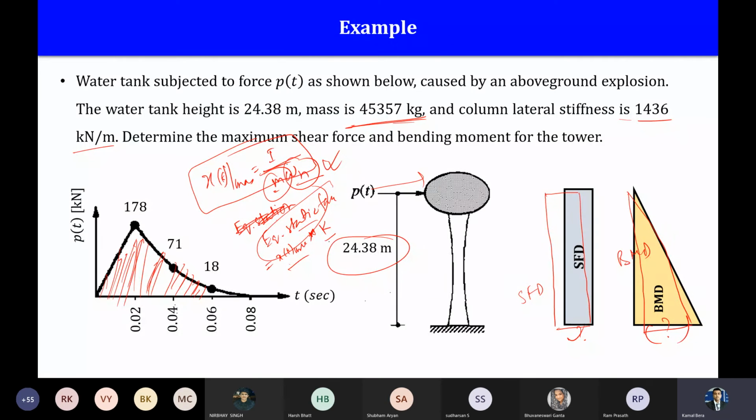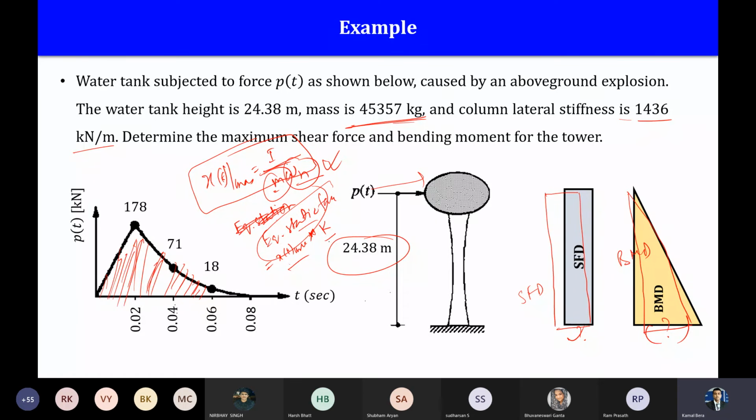Use trapezoidal. Simpson's one-third rule, you see if it is applicable, then you can apply. Anyway, you will find out I. Then I by omega n, x_t max, will give the maximum deformation. Then multiplied by the lateral stiffness of that column or the tower of the water tank, you will get the equivalent static force, and then you can find that.